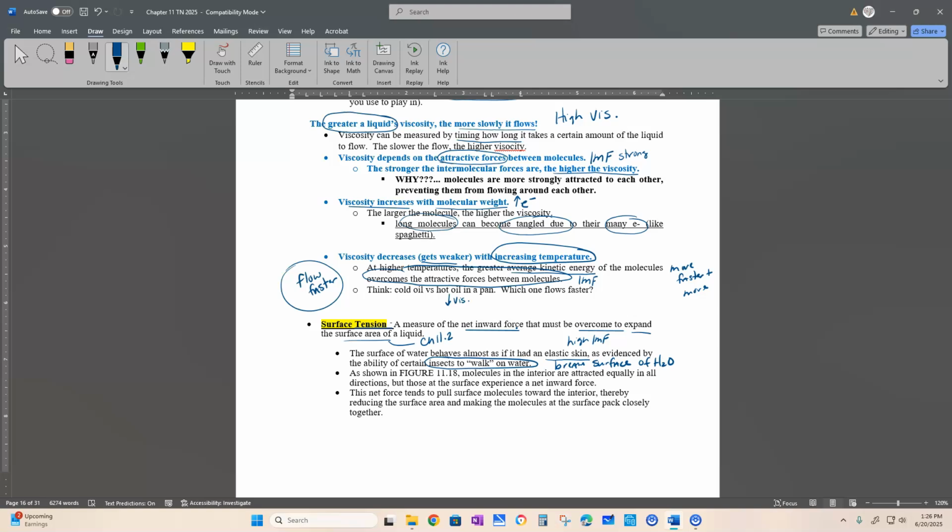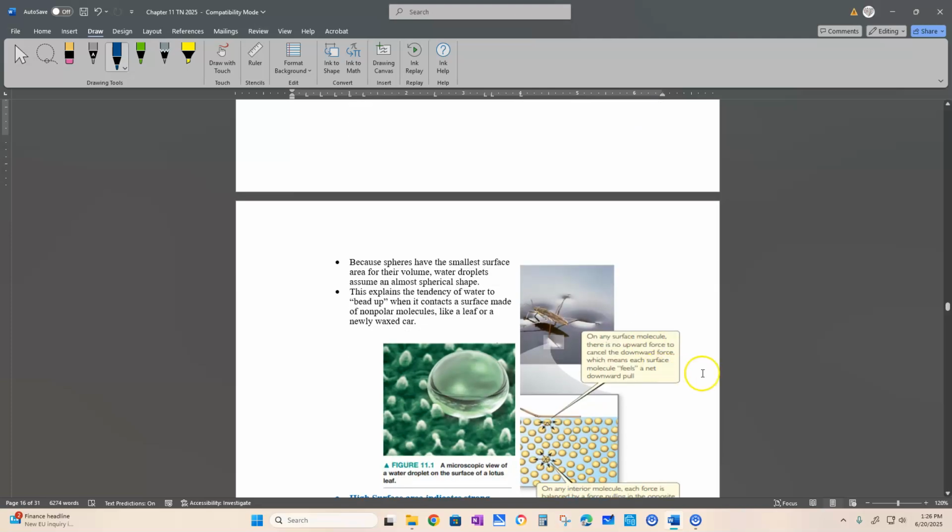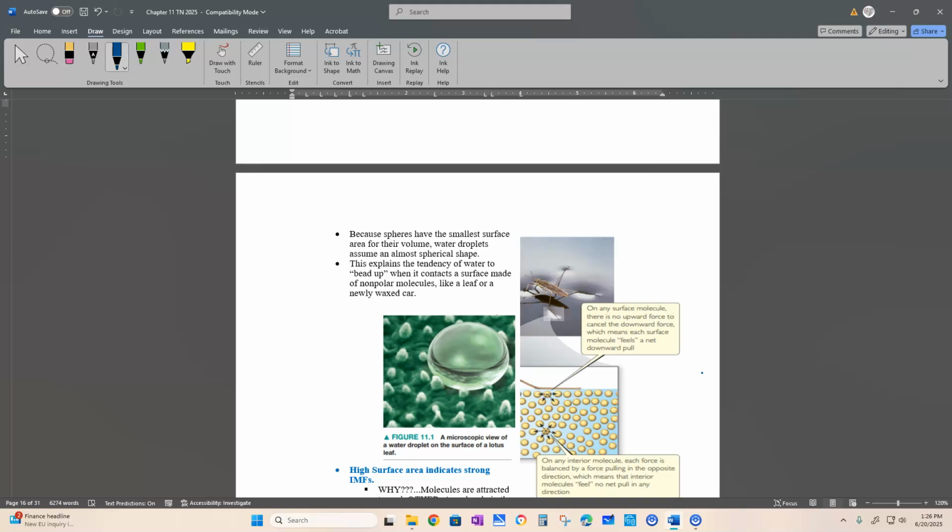So in the figure below, let me show you the picture with the insect. Molecules in the interior are attracted equally in all directions, but those at the surface are only attracted inward. Let me show you what we mean by that. If you blow up the water microscopically, at the surface these molecules are only attracted inward. So on the surface, there is no upward force to cancel out the downward force.